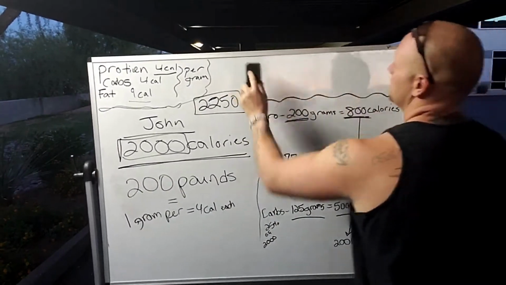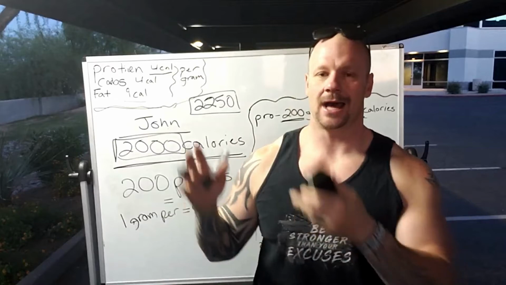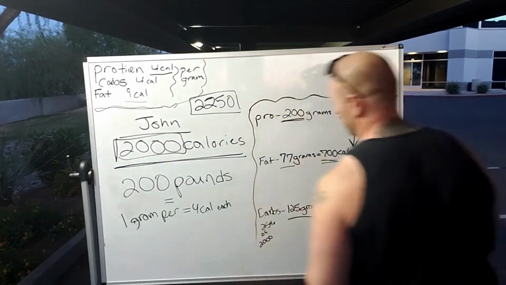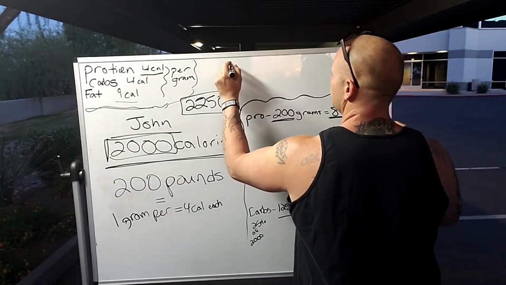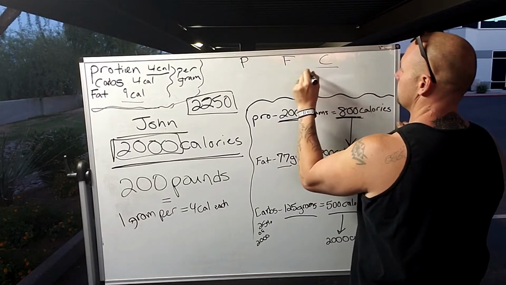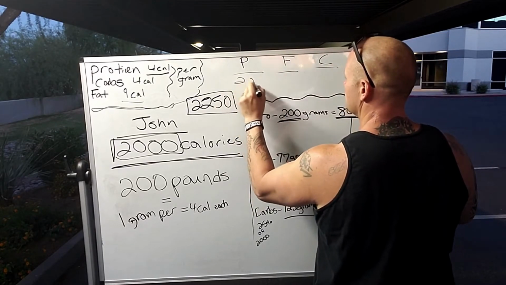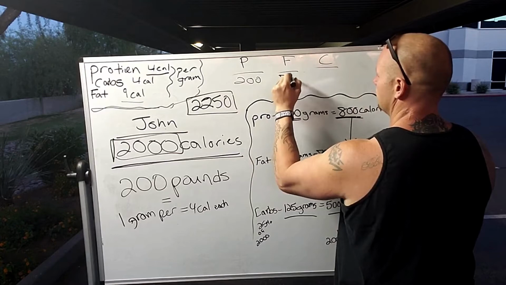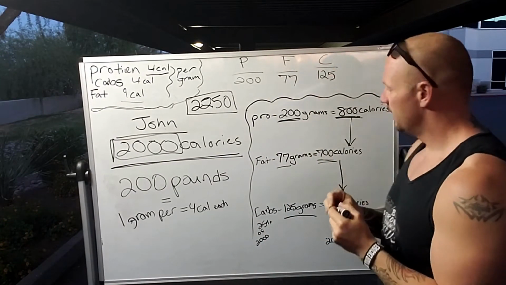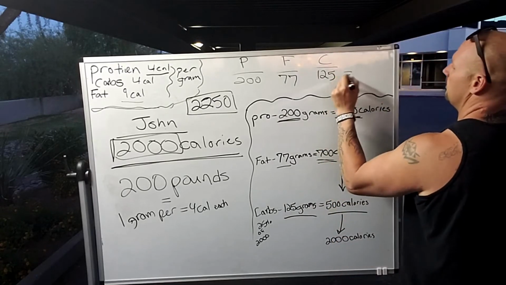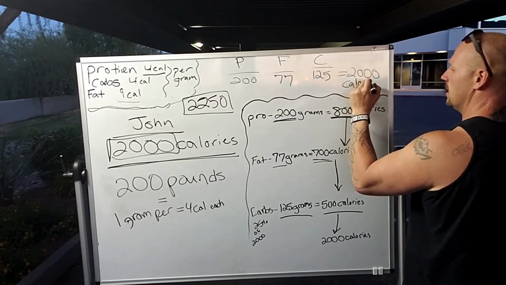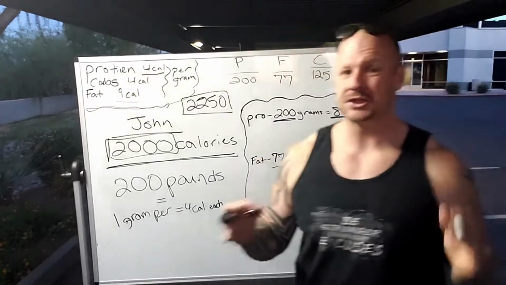Now remember, this is just an example. This is not a real person. This is just kind of understanding how it's broken up. So my protein, fat, carbs. Okay? Protein, 200, fat, 77, carbs, 125. Okay? That's going to be my 2,000 calories. That's it. I hope that you understood that.